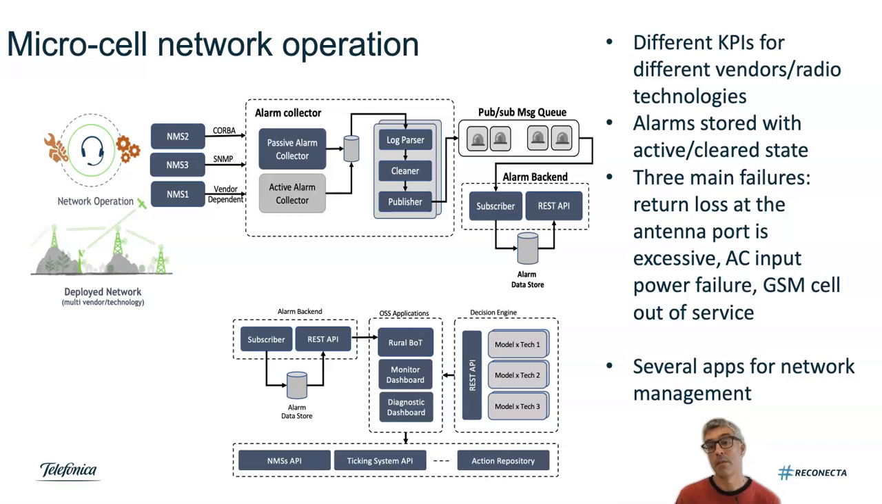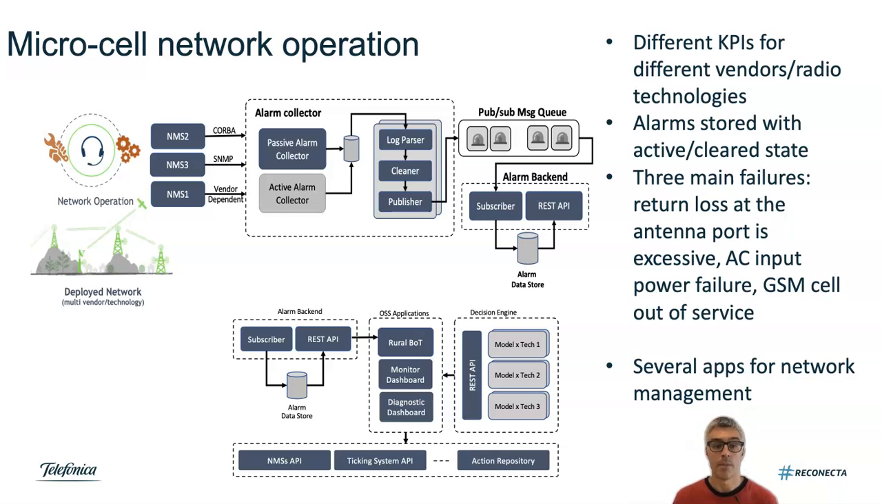There are actually 3 main failures that can happen in our operation. One of them, and the most present one, is the GSM cell being out of service. Another problem that often happens is that the cell doesn't have power supply. One that is also present but less dominant is the return loss at the antenna port.